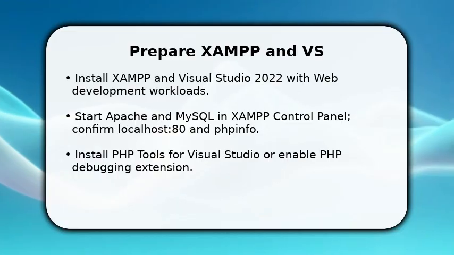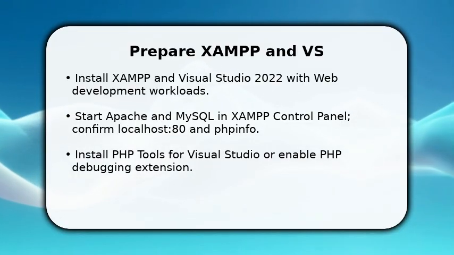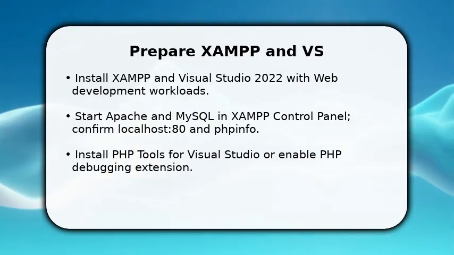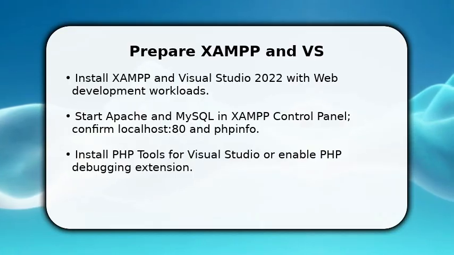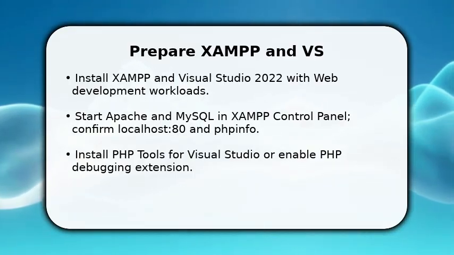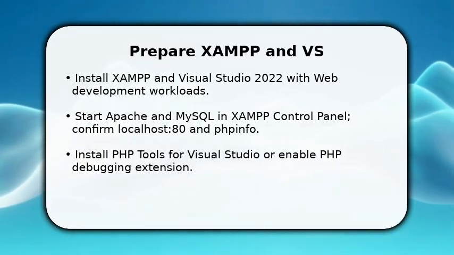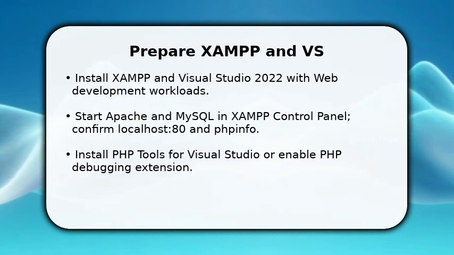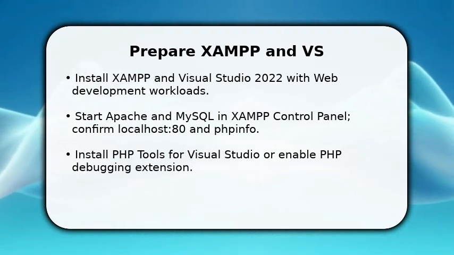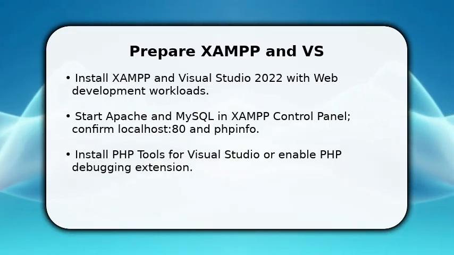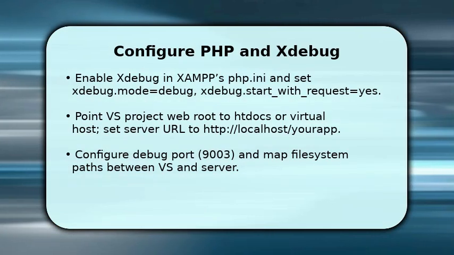Next, install the PHP Tools for Visual Studio extension or another PHP debugging bridge. This gives you project templates and debug integration. Make sure the XAMPP php.ini is accessible. You'll edit it later. Now create or copy your project into the XAMPP htdocs or a configured virtual host folder so files serve immediately.